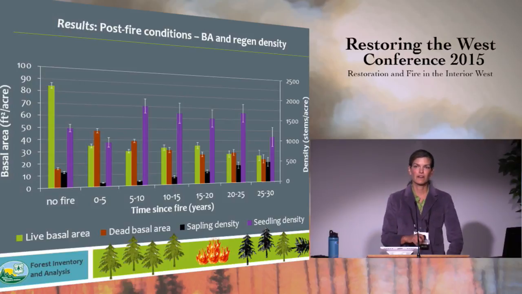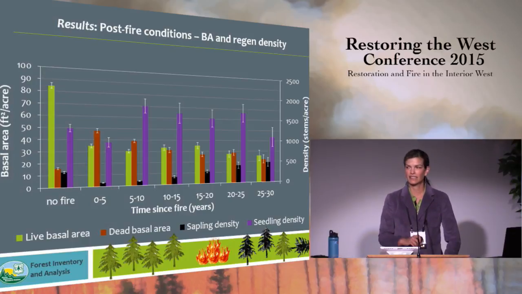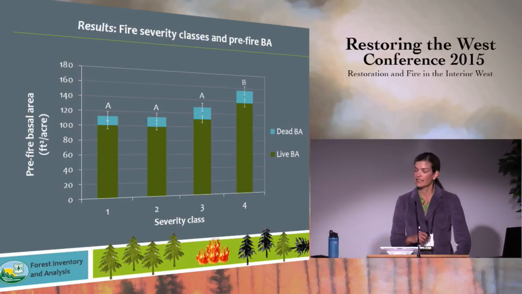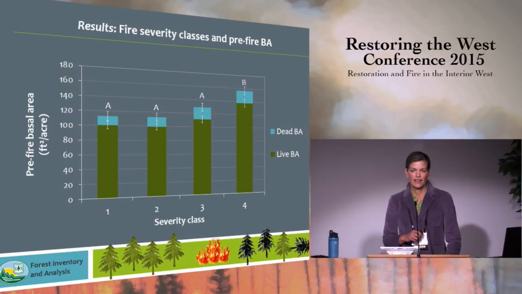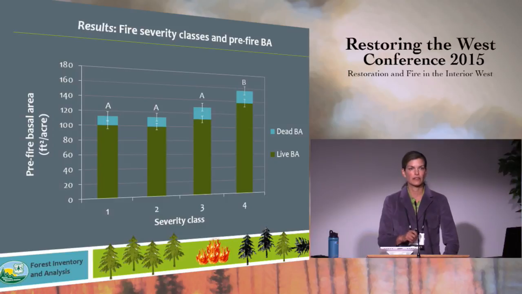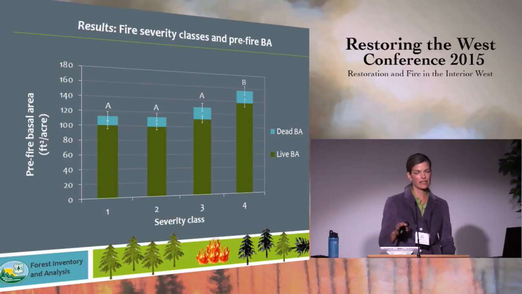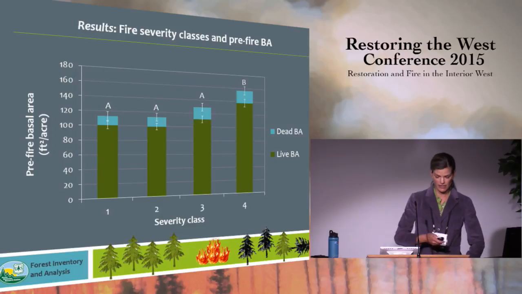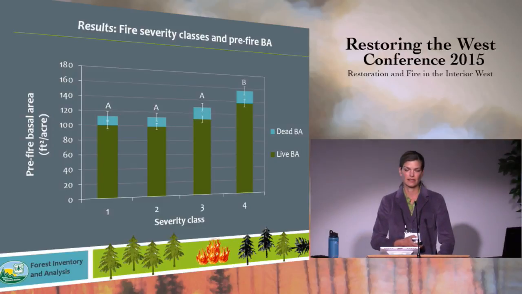Okay, so finally, we're looking at the fire severity class. This is really the meat of what we wanted to know, is how informative are those MTBS fire severity classes. First, we look at initial conditions, so pre-fire conditions. And we found that the highest severity class, class 4, was definitely correlated with high initial total and live basal area. So that shouldn't really be a surprise. But it just verifies what that high severity class in the MTBS dataset is telling us.